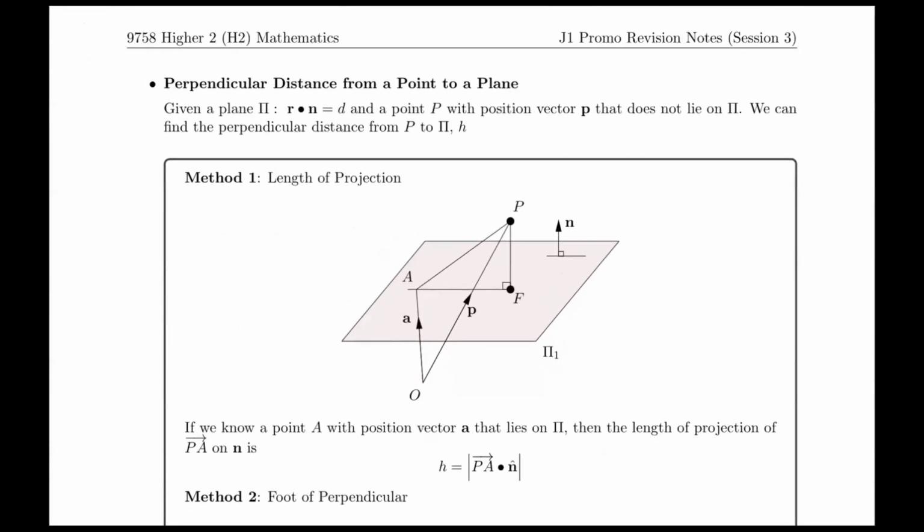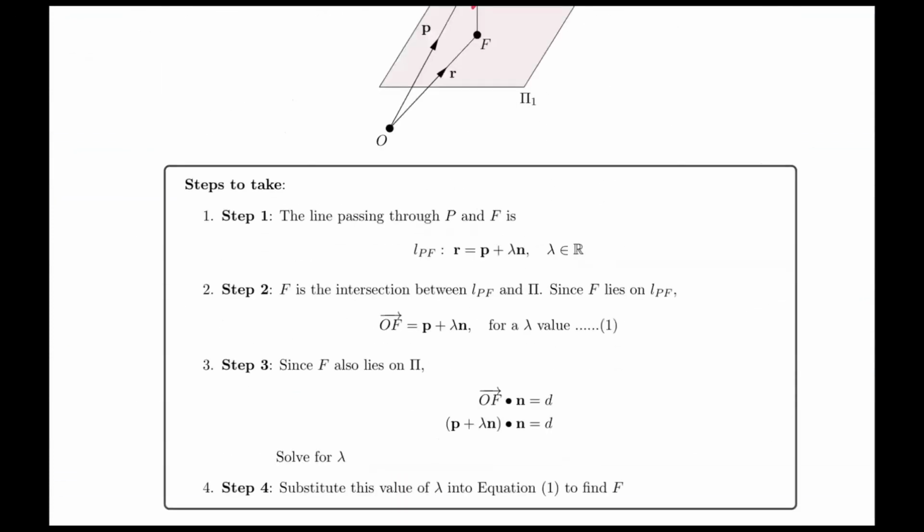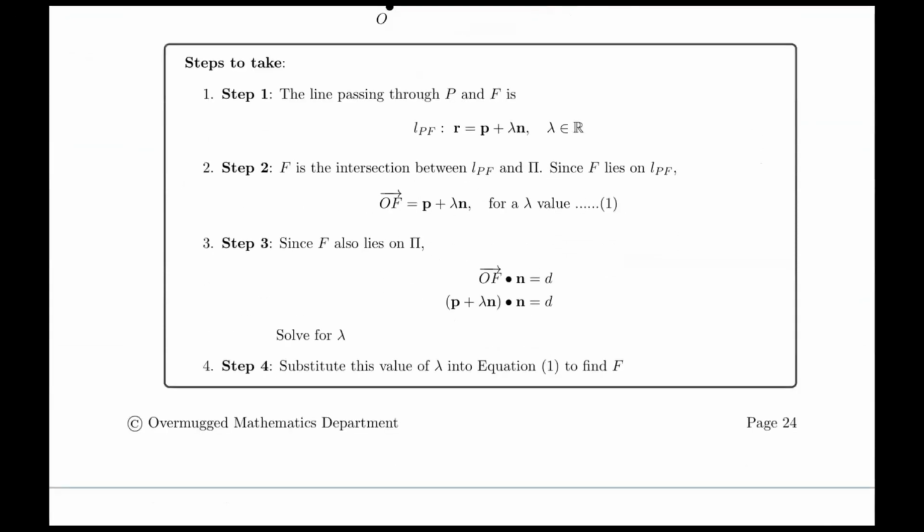Moving on. Perpendicular distance between a point and a plane. This is just for a perpendicular line. You're just looking for this particular distance, which is the same as the previous method, just finding the distance.